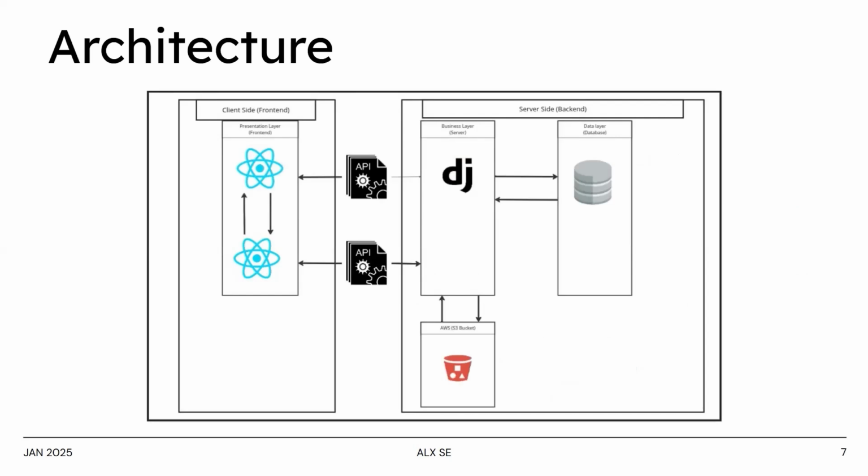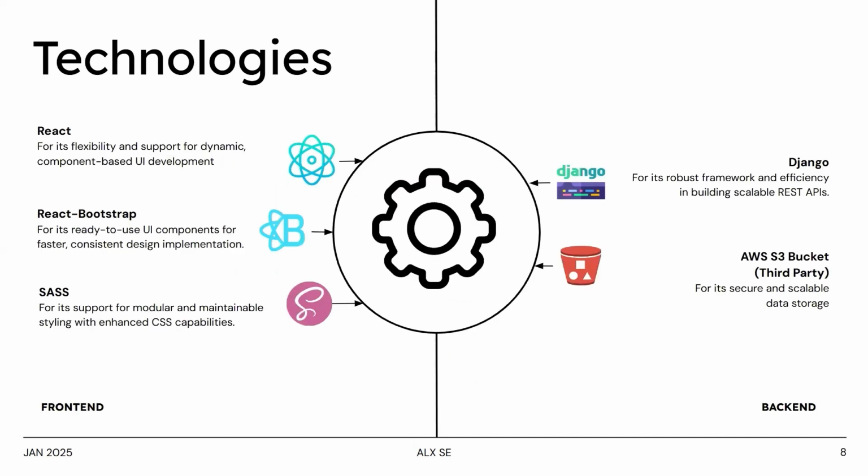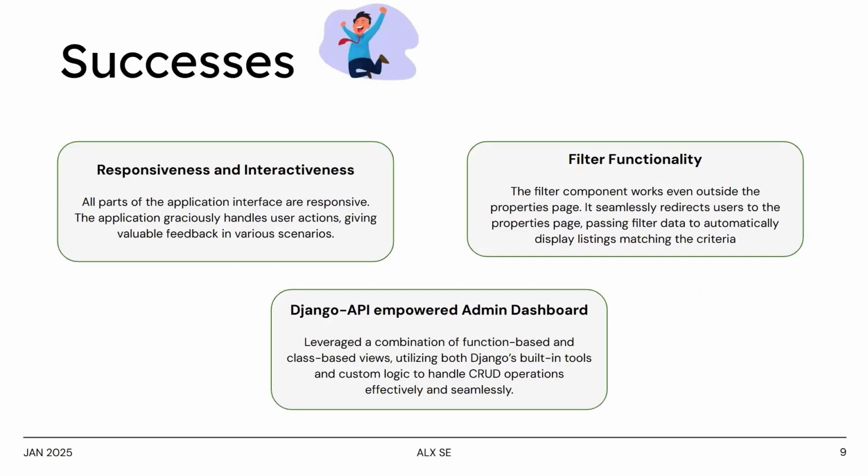Our architecture is pretty simple. It's a basic client-server architecture with an application running on the client, which communicates with the backend through an API, and the API communicates to the database. For our front-end technologies, we have React, a JavaScript framework. We have React Bootstrap, a JavaScript and Bootstrap framework, and we have Sass, a CSS framework. The API was built with Django, and we initially intended to use AWS S3 bucket at the back end for image storage.